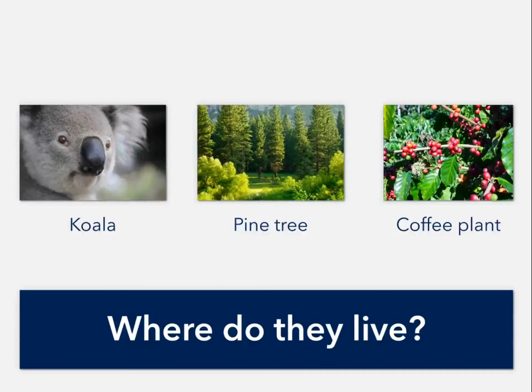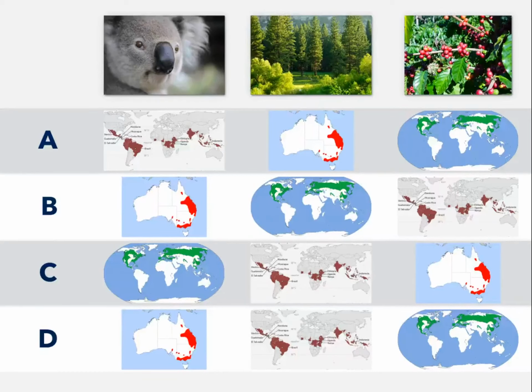I cannot be everywhere at all times. So here you have three pictures of three organisms that probably everybody here is somewhat familiar with: a koala, a pine tree, and a coffee plant. Think for a moment where they live. Can you actually tell where they typically live? Can you pair these photos of these organisms, the koala, the pine tree, and the coffee tree, with locations around the world? This is a map of the tropics, this is a map of Australia, and this is a map of the Northern Hemisphere.